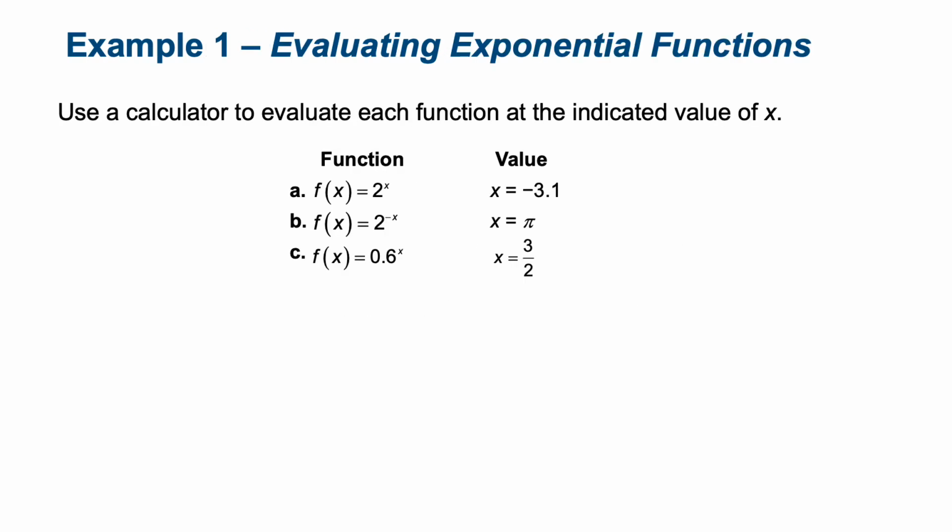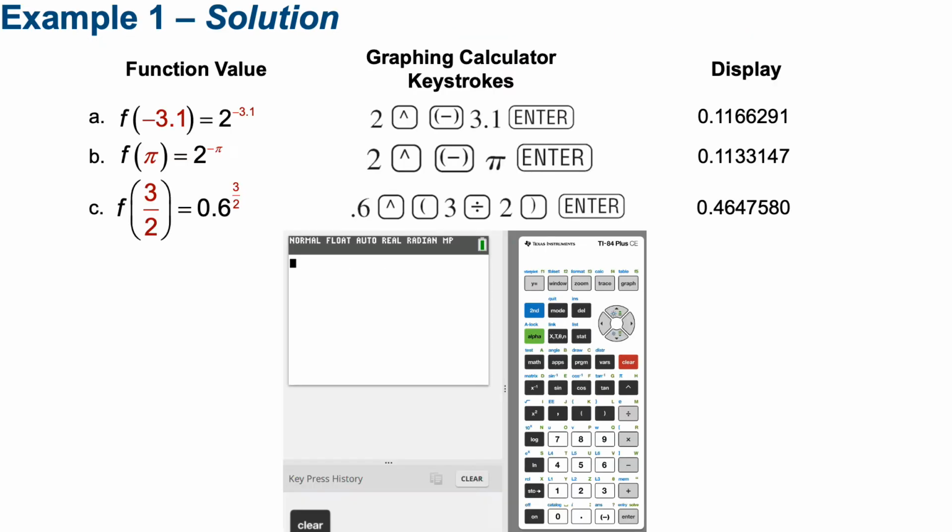All right, first of all, I know this might seem easy, but let's just make sure we understand how to enter these in the calculator, because we're going to be using the calculator a lot for these functions in particular. Here we have 2^x, 2^(-x), and 0.6^x, evaluated at certain numbers: -3.1, pi, and then 3/2. Here are the keys that you enter. The only thing I would say is that in order to get to pi, you have to hit second.